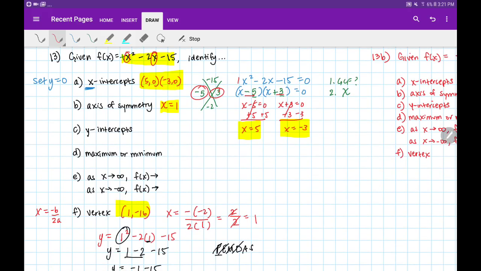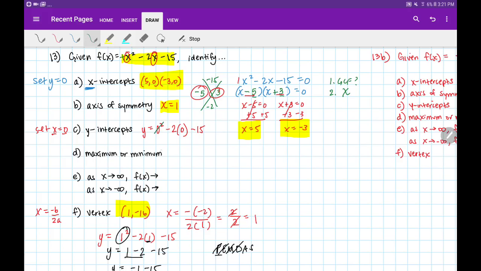Let's find our y-intercepts now. We're at C. So for our y-intercepts, we set the x equal to 0. We can do that real quick like this. y equals, instead of x squared, we'll put 0 squared. Instead of minus 2 times x, we'll put minus 2 times 0. We're setting our x equal to 0. Minus 15. Notice what happens.